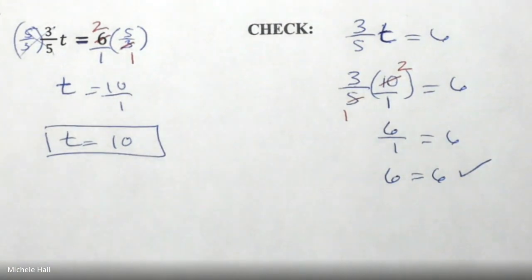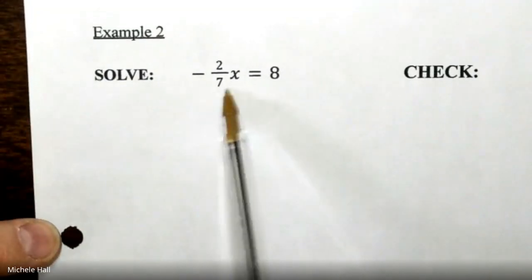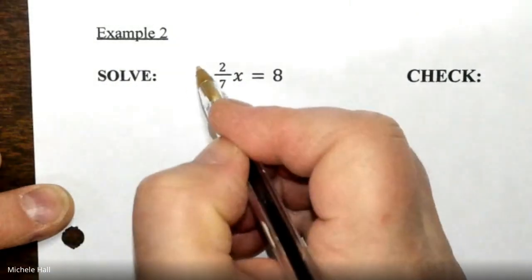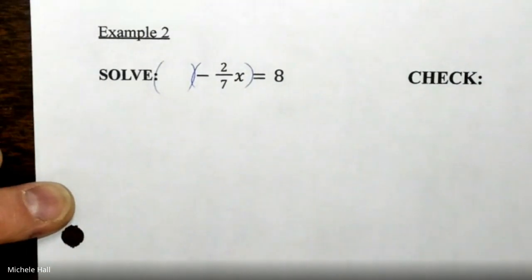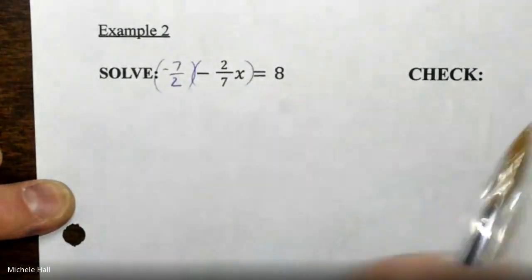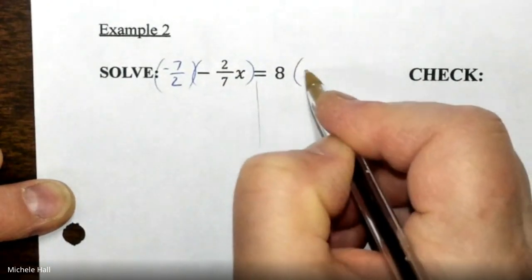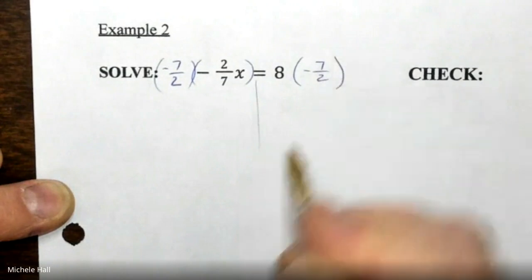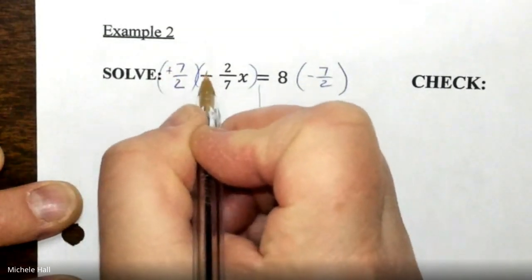One more, and then we can start the homework. What is the reciprocal of negative 2/7? Bree, what's the reciprocal of negative 2/7? Negative 7/2. Whatever I do to one side of the equation, I make sure I do the same thing to the other side. Multiplying by negative 7/2.